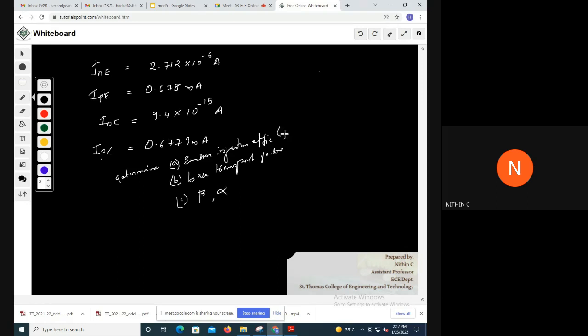So the representations go like this. This is alpha T. You need to find beta and alpha values, that I have already mentioned. These two are current gains. This is actually common emitter current gain and this is common base current gain. You can try to do. First, you find the values of emitter injection efficiency and base transport factor, which you can find easily by using the direct expressions. You do that first.